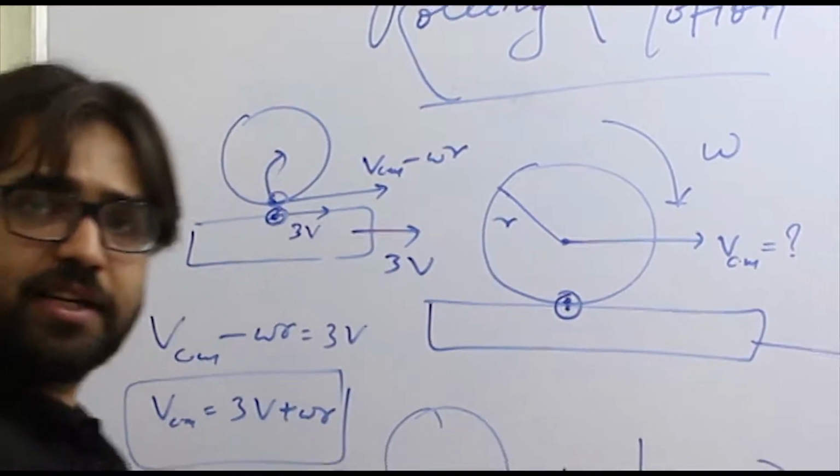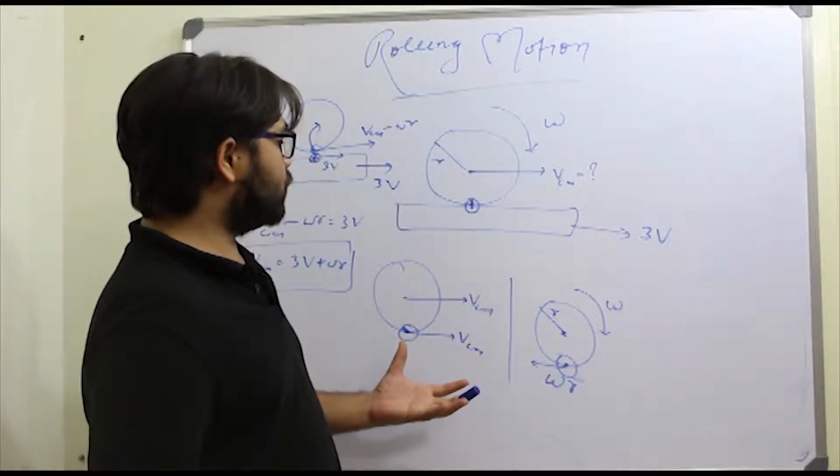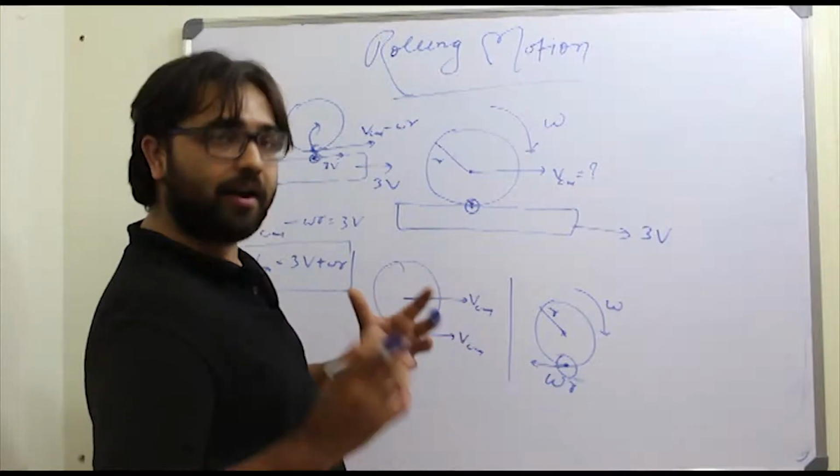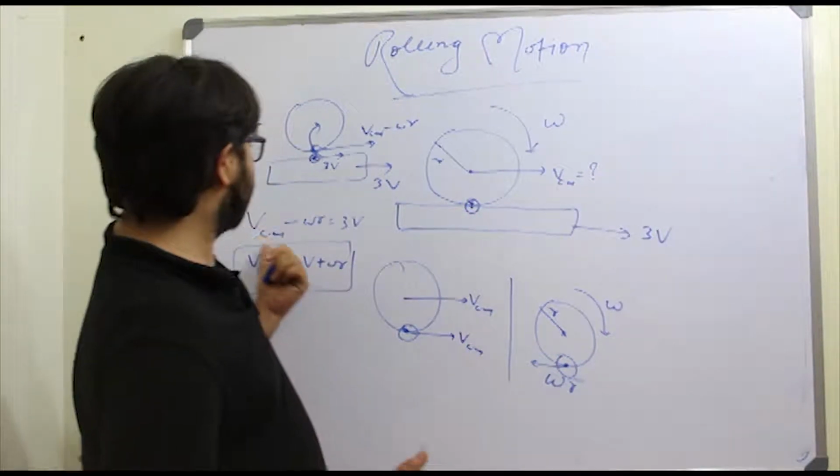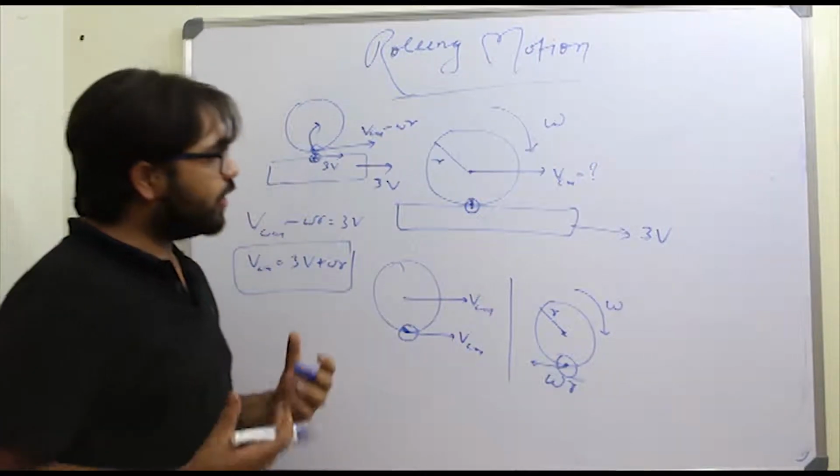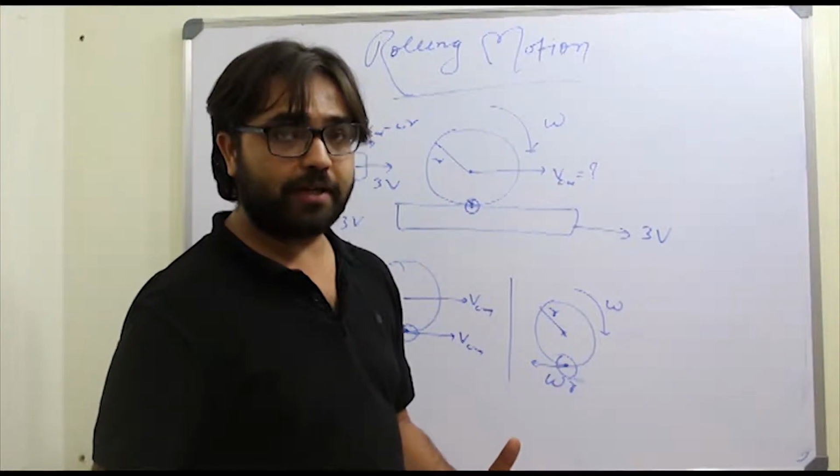This is as simple as it is, right? So what did we do? We did nothing. We just had an information. It's not slipping. We used that to write this equation, and we got the answer. Now let's look at the next problem that is there in front of us.